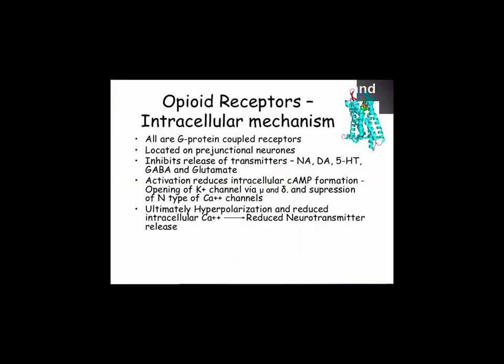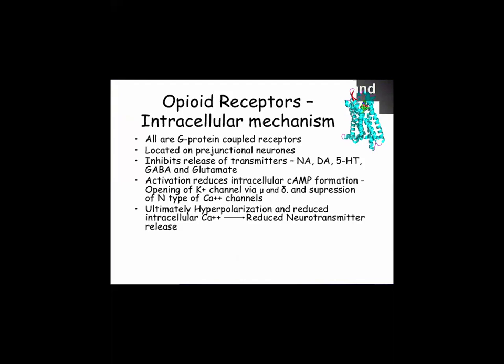What is the intracellular mechanism of opioid receptors? All of them are G-protein coupled receptors. They're located on prejunctional neurons and inhibit the release of transmitters: noradrenaline, dopamine, serotonin, GABA, and glutamate.